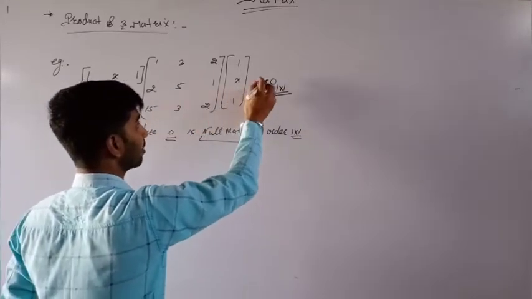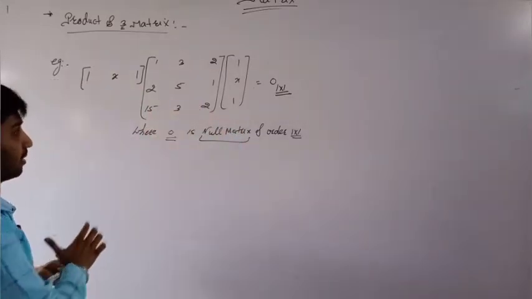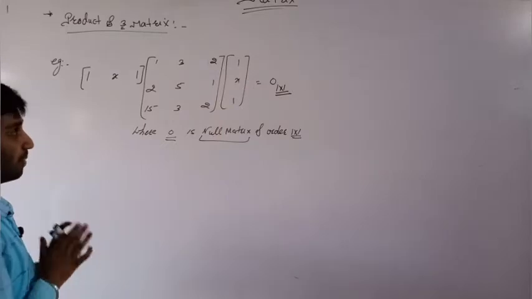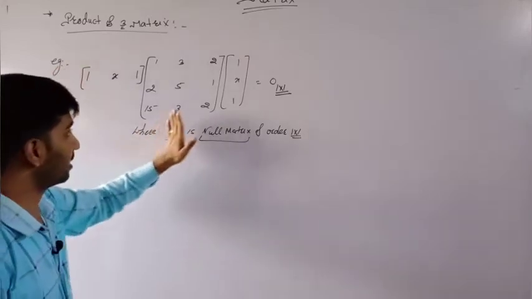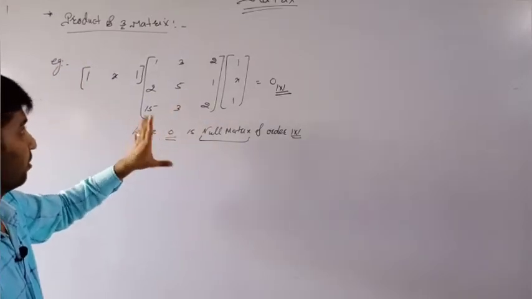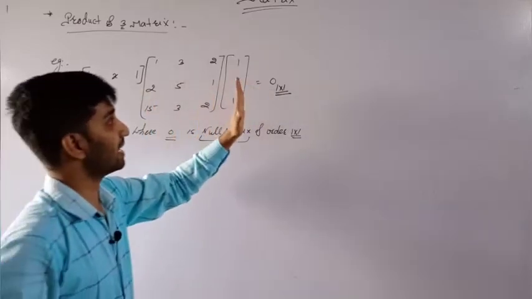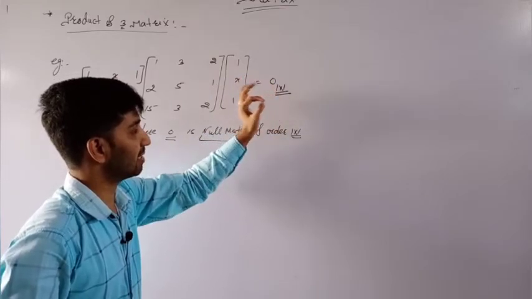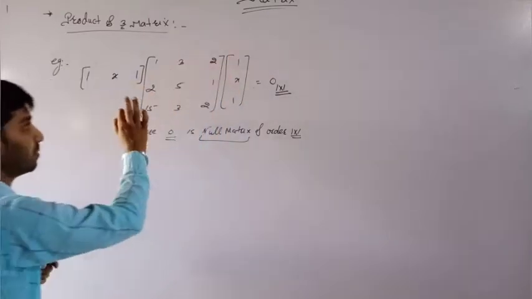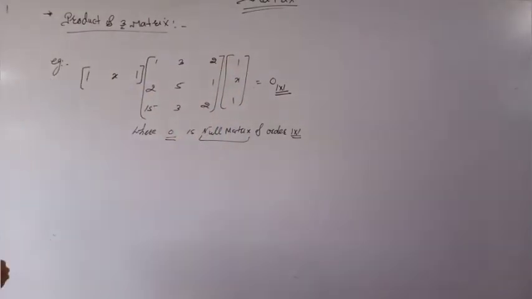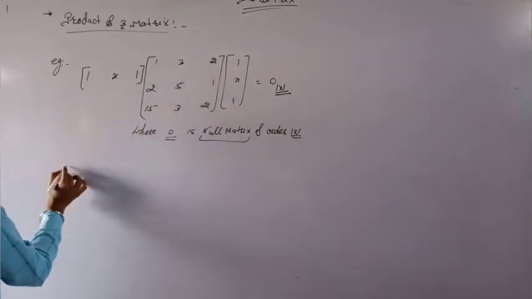Two matrices will be equal if their orders are the same. The product of these three matrices will be a matrix, and since the right hand side is a matrix of order 1 cross 1, it is clear that the resultant matrix on the left hand side will also be of order 1 cross 1. Now we have to find the product of these three matrices. Solution.